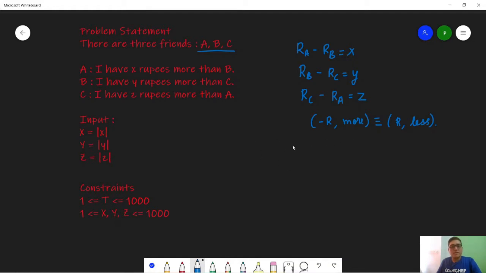So in the question we are given the values of mod x, mod y and mod z, and we need to calculate whether there exists any combination of x, y and z which makes all these statements true. We need to output yes or no accordingly. The constraints given to us are about 1000 test cases, and the values of mod x, mod y and mod z can range from 1 to 1000.